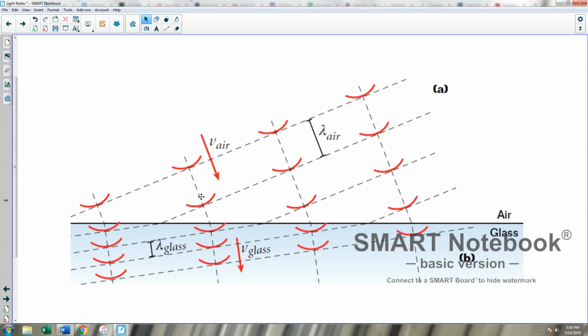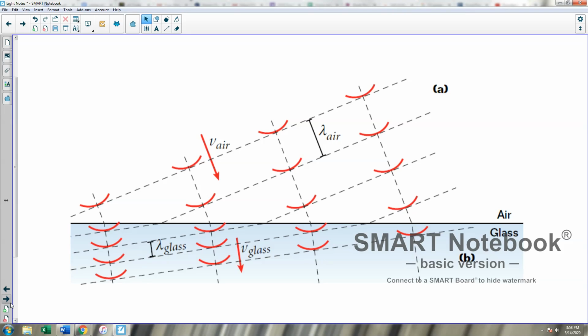So what's actually happening is the wavelength gets smaller. As the light hits the new medium, the wavelength shrinks, and it always shrinks on the first side that hits it, and so that's why it bends into whatever it's striking that slows it down. Okay, so it's going to bend on the near side first.